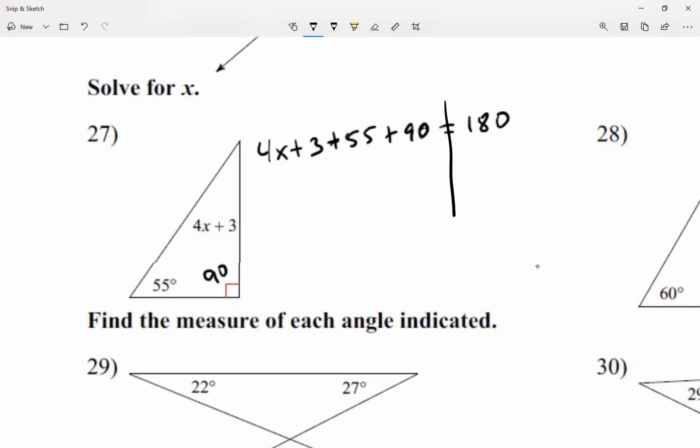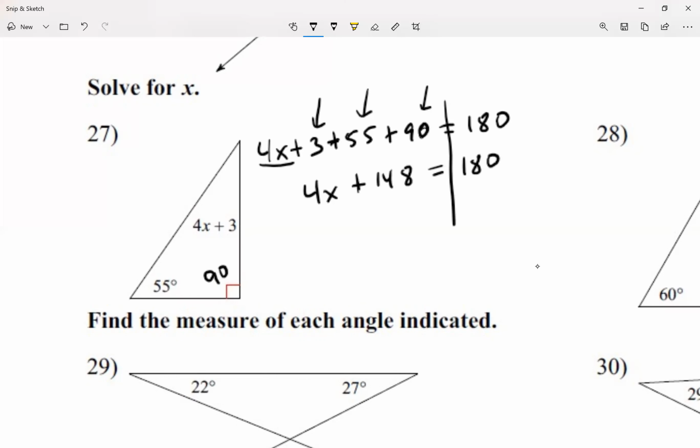Cool. Let me separate them through the equal sign. Right, the rest is just algebra. On the left side, let me condense it. When it comes to letters, I just have 4x. When it comes to just numbers, 3 plus 55 plus 90. That is 148. And I know all this is equal to 180.